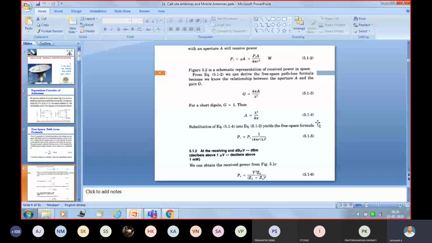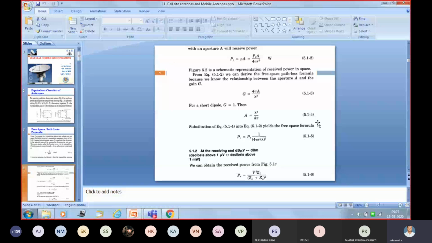Suppose I take a parabolic, umbrella type antenna. The mouth at the top of this umbrella type antenna is the opening. Based upon the opening of the mouth only, you receive a high signal. That depends upon aperture A. The power depends upon the transmitted power and aperture. That is PR equals rho A, where rho equals PT by 4 pi R square, multiplied with A.